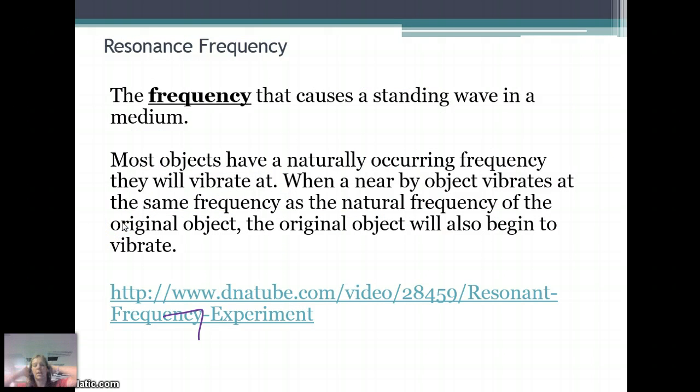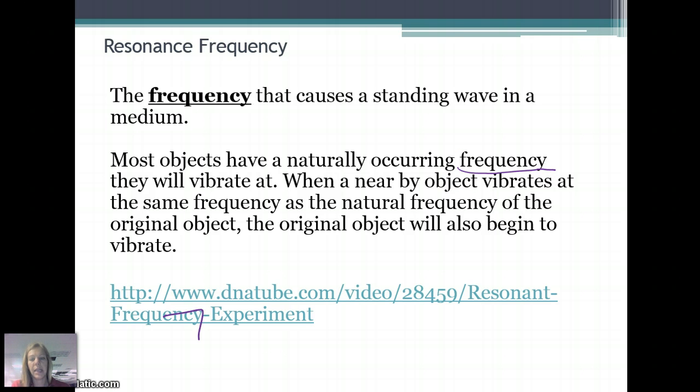Last thing we're going to talk about is resonance frequency. Frequency, just to remind you, is the number of wavelengths per second of time, especially if you're measuring in hertz. So resonance frequency is the frequency that causes a standing wave in a medium. Believe it or not, lots of things vibrate naturally, and so they have a naturally occurring frequency, and that is the resonance frequency.